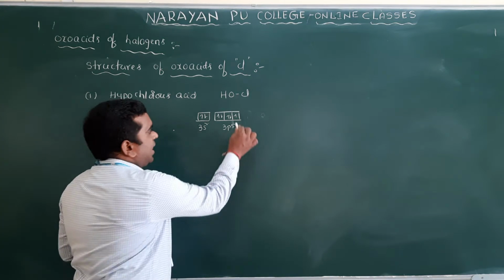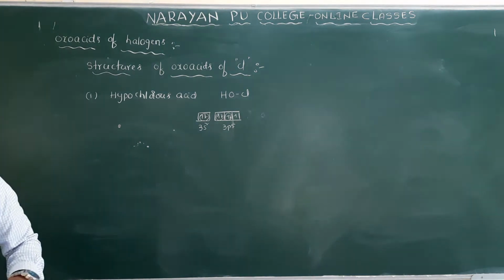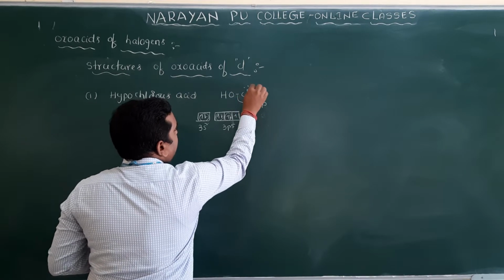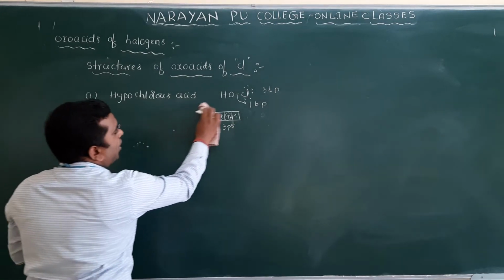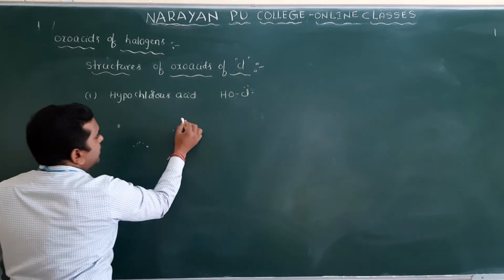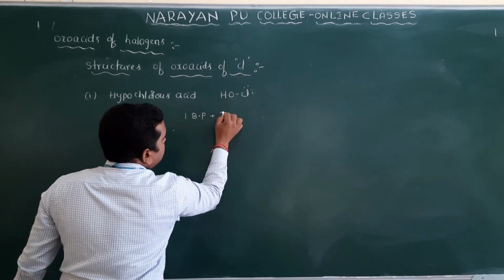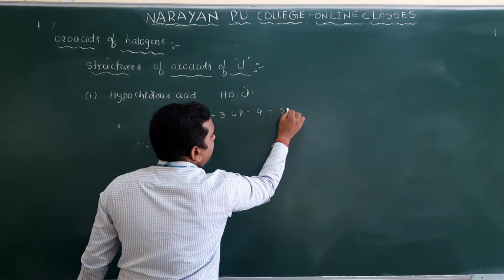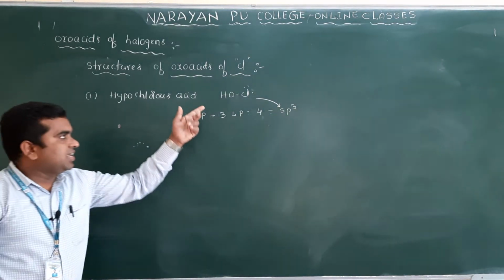Clear? And how many lone pairs remain with the chlorine? Chlorine has 3 lone pairs. So there is 1 bond pair and 3 lone pairs in hypochlorous acid, a total of 4. 4 means what is the hybridization? sp3 hybridization. The chlorine hybridization in hypochlorous acid is sp3.